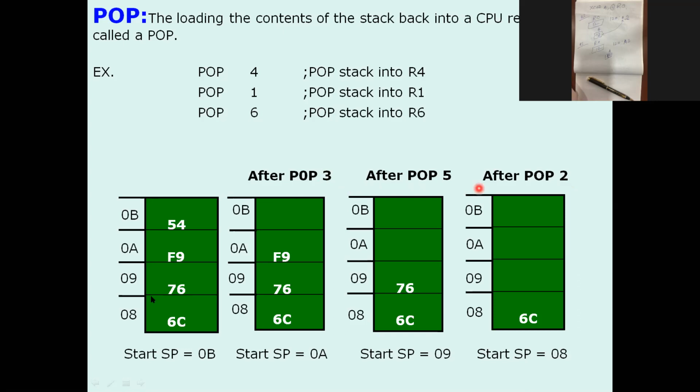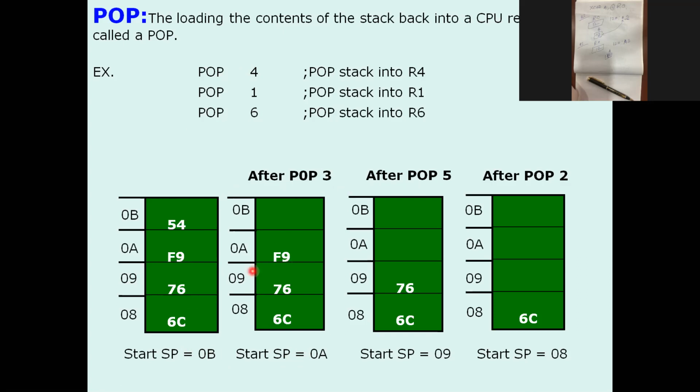So this is the stack. First, this data will be copied into the 04H memory location, and the stack pointer will be decremented by 1, from 0B to 0A. This data will be copied into the 04H memory location after pop 4. And this is F9.